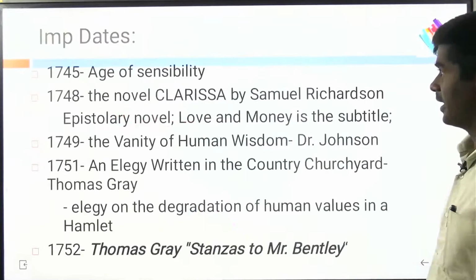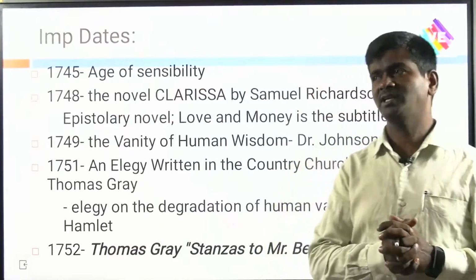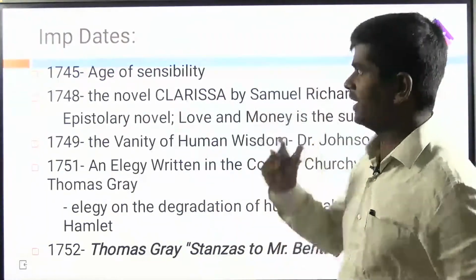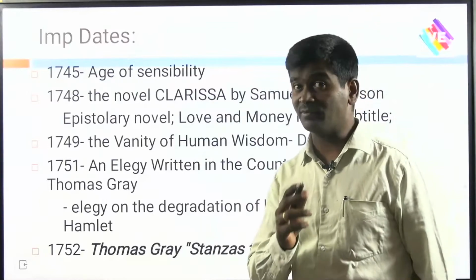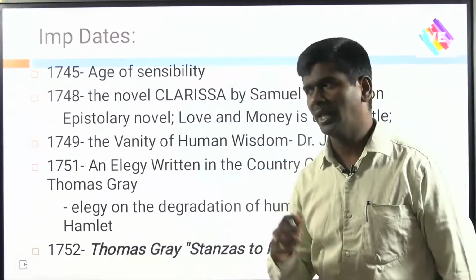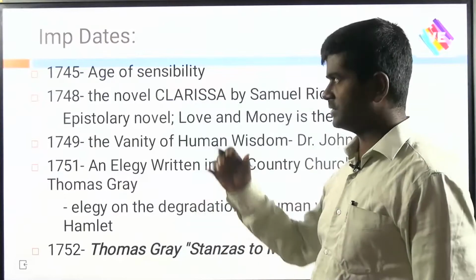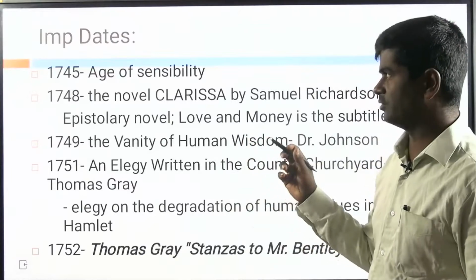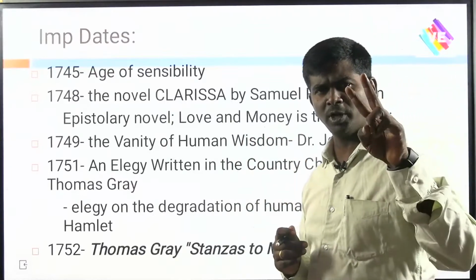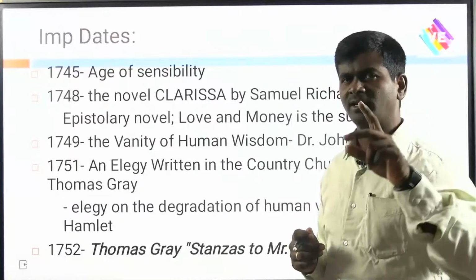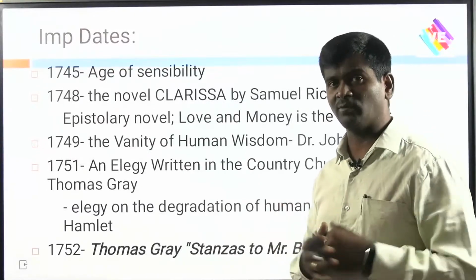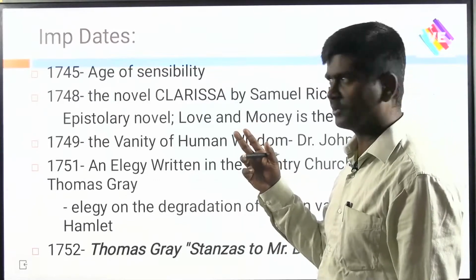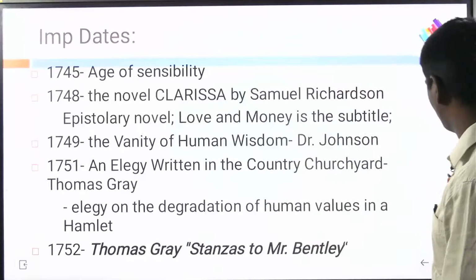Next, we need to talk about important dates: 1745, Age of Sensibility; 1744, the death of Alexander Pope. After the death of Alexander Pope, 1745 is considered to be the Age of Sensibility. And 1748, the novel Clarissa. Two important popular novels were composed by Samuel Richardson: Pamela, with the subtitle Virtue Rewarded, a psychological or epistolary novel, and the second psychological epistolary novel, Clarissa. This is very important for us.